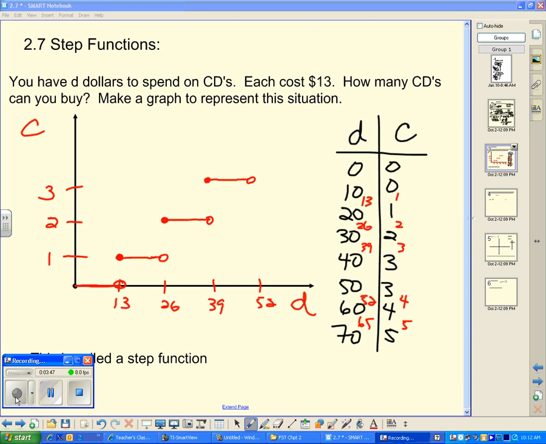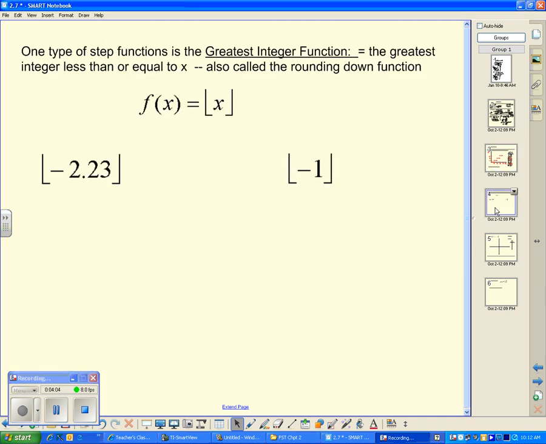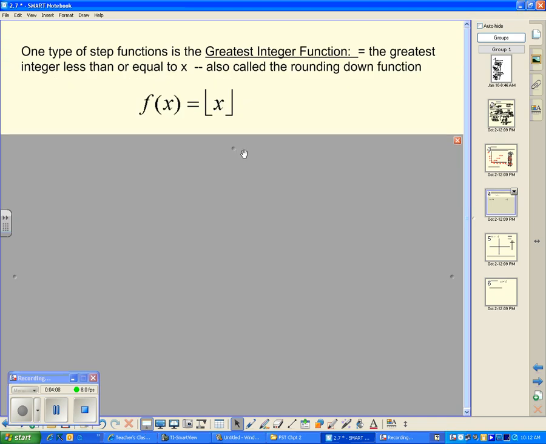We can do these in our calculator too, and we'll come back in a second and plug this into our calculator. But again, this is called a step function when you're breaking it up into separate pieces like that, horizontal pieces. Okay, the one thing that we need to know before we can put this into our calculator is this thing right here. A greatest integer function. This is one type of step function. Another name for it is the rounding down function, or sometimes it's also called the floor function.